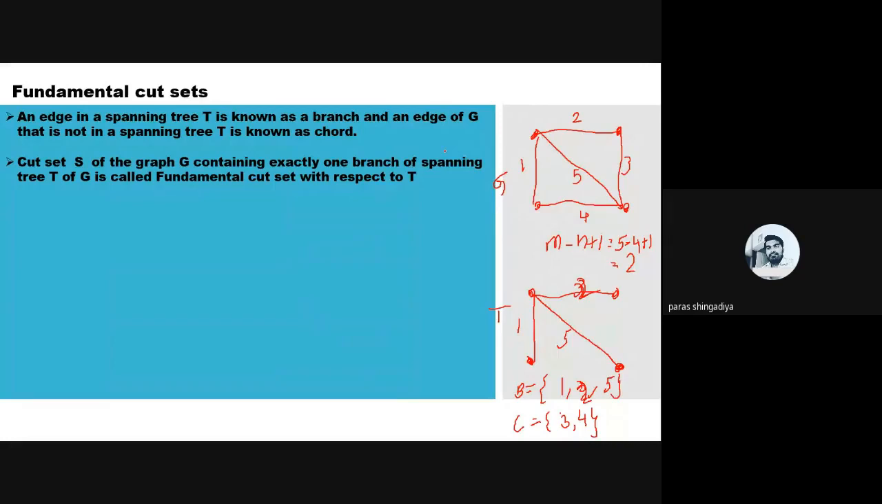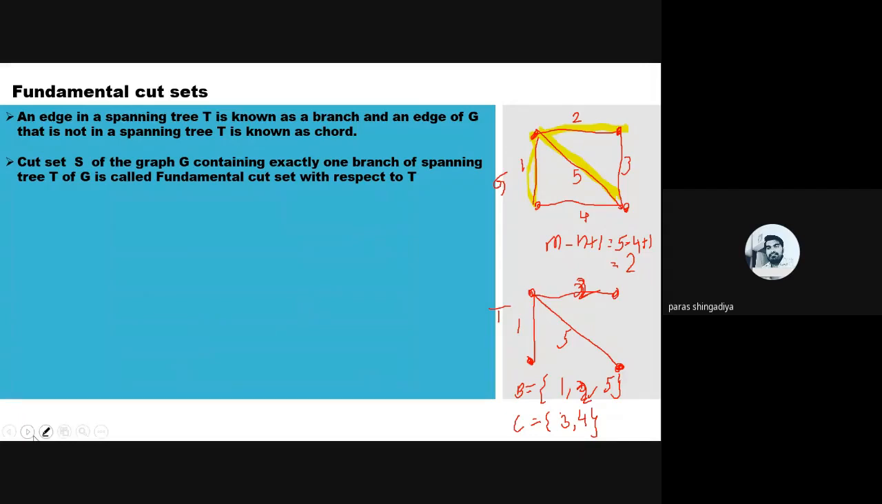So let us check for this graph. Here, as a spanning tree I consider edge number 2, then edge number 1, which is included in the spanning tree, and edge number 5. So in this graph, these 3 edges are the branches, and 3 and 4 are the chords.